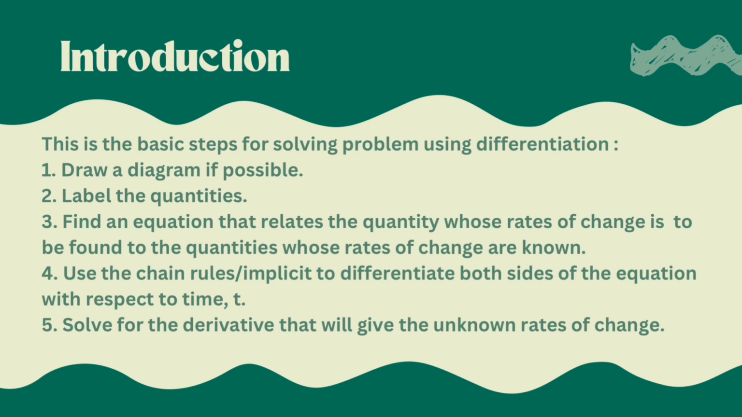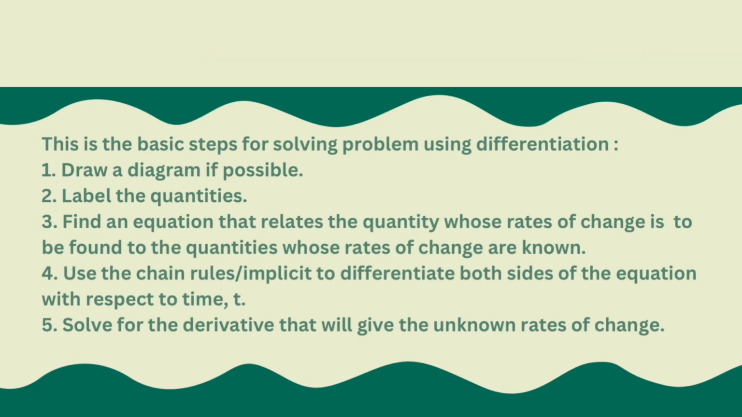Number 1. Draw a diagram if possible. Number 2. Label the quantities. Number 3. Find an equation that relates the quantity whose rate of change is to be found to the quantities whose rates of change are known. Number 4. Use the chain rule or implicit differentiation to differentiate both sides of the equation with respect to time. Number 5. Solve the derivative that will give the unknown rate of change.